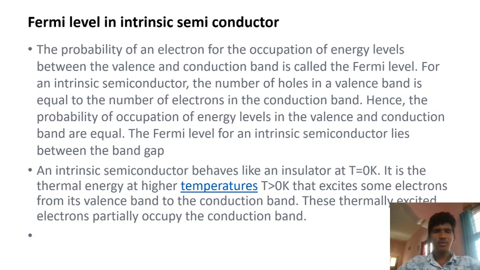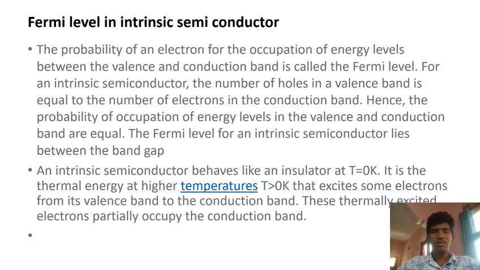What about the Fermi level in an intrinsic semiconductor? The probability of electrons occupying energy levels between the valence and conduction band is described by the Fermi level. For an intrinsic semiconductor, the number of holes in the valence band is equal to the number of electrons in the conduction band. Hence, the probability of occupation of energy levels in the valence and conduction band is equal.